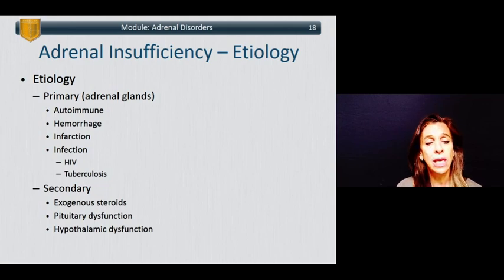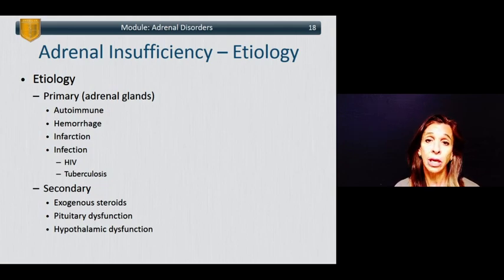Adrenal insufficiency has etiologies that are related to the adrenal glands themselves, and this is termed primary adrenal insufficiency. The most common causes are autoimmune, hemorrhage, infarction, or infections such as HIV or tuberculosis.